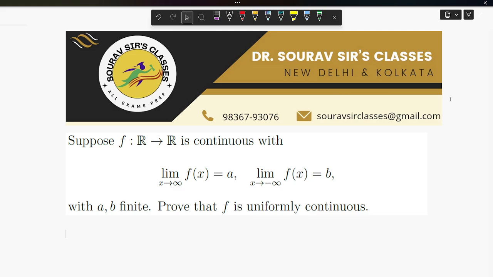So now we are going to solve a problem which appeared in the ISI JRF question paper. The question is telling us that f is a function from R to R, continuous, with limit as x tends to infinity of f(x) equals a, which is a finite value, and limit as x tends to minus infinity of f(x) equals b, which is also a finite value, with a and b finite. Prove that f is uniformly continuous.